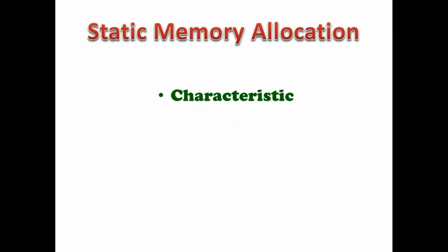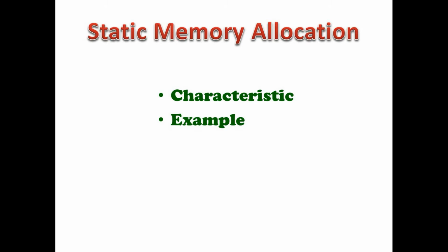Now we can discuss the characteristics of static memory allocation. There are some specific characteristics for static memory allocation. The key characteristics are: first, variables are allocated permanently. Allocation is done before the program execution, and variables are declared at the time of program writing. Another characteristic is that memory allocation cannot reduce or increase during the runtime.